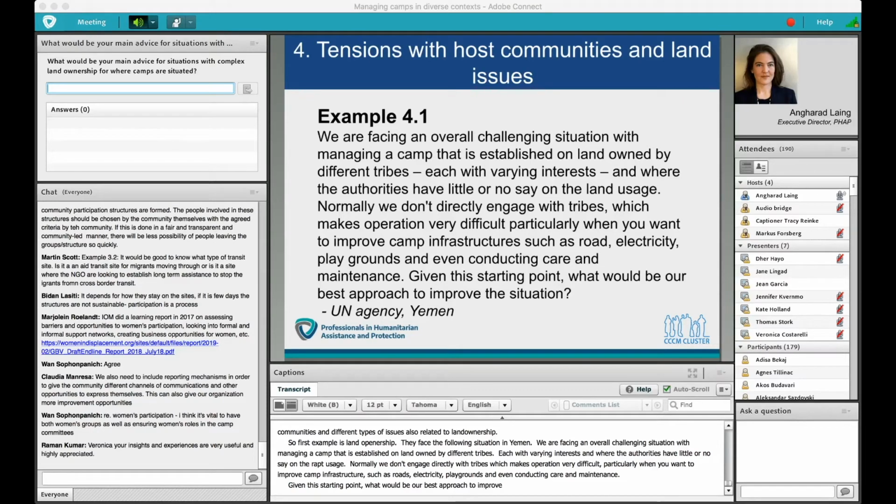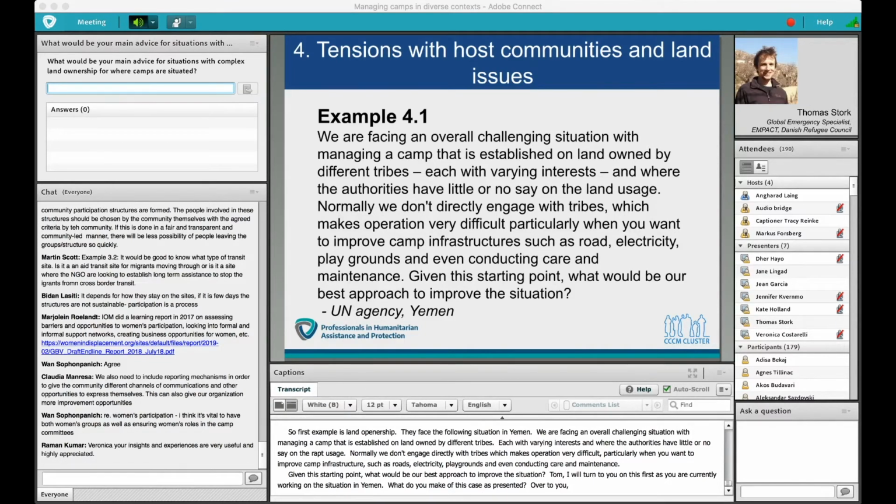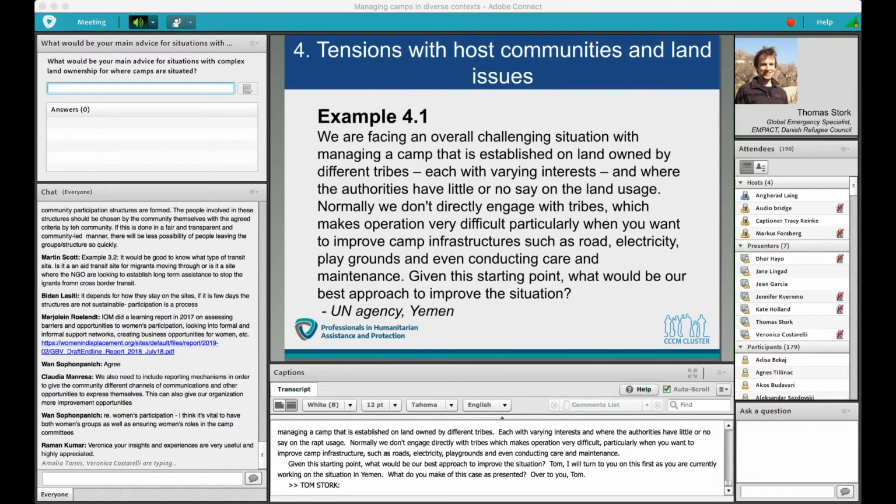Tom, I'll turn to you on this first, as you are currently working on the situation in Yemen. What do you make of this case as presented? Over to you, Tom. Yeah, this is an incredibly difficult question. And so I will certainly attempt to answer it, but I would also hope others will jump in afterwards.